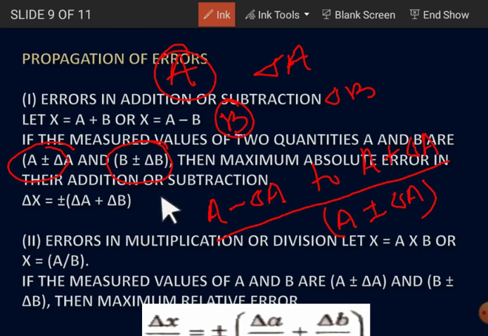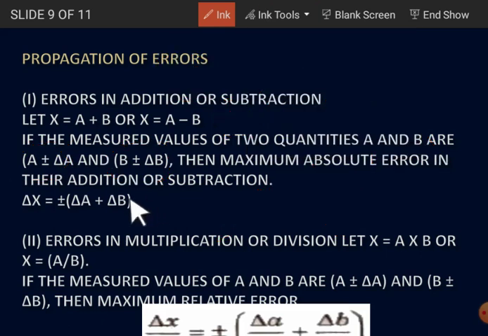Then, if the measured values of two quantities A and B are A plus minus delta A and B plus minus delta B, then the maximum absolute error in their addition or subtraction will be what? This is the measured error in X. Or rather, you can say in a comprehensive way, the absolute error in the measurement of x will be equal to the sum of the absolute errors in the individual quantities.